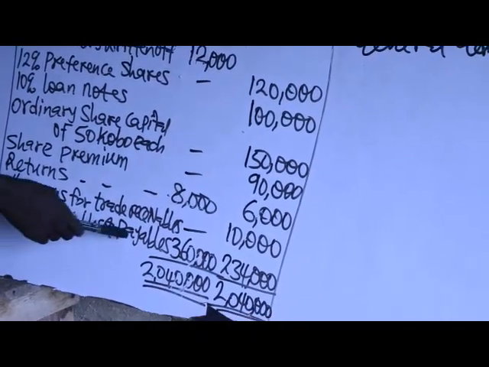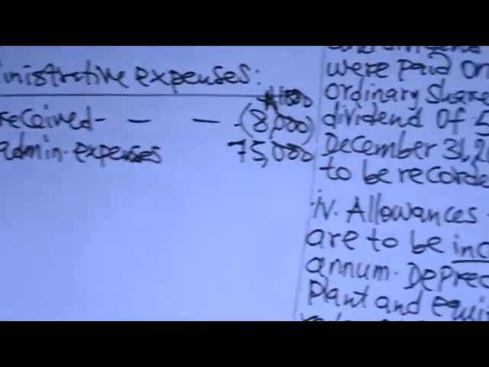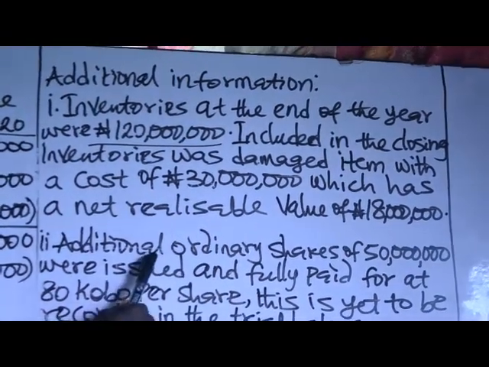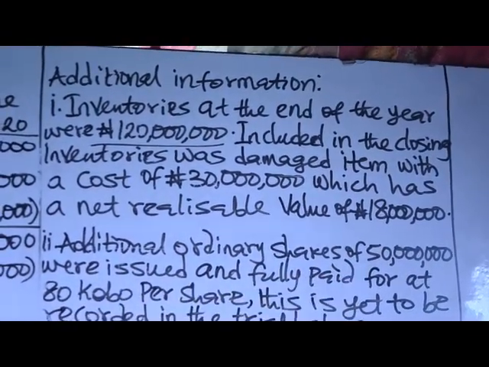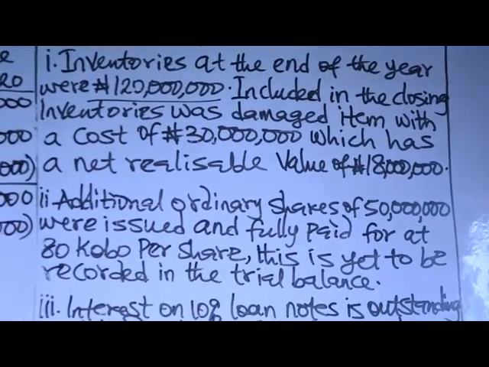Then trade receivables and payables, that is an asset and liabilities respectively. Back to the footnote. Then inventories. Then ordinary shares, additional ordinary shares of 50 million were issued. This is all about issue of shares. Interest on loan notes, outstanding, and dividend. This is about outstanding loan notes and dividend.